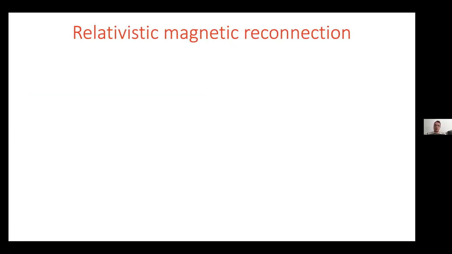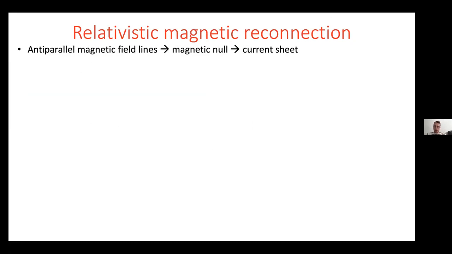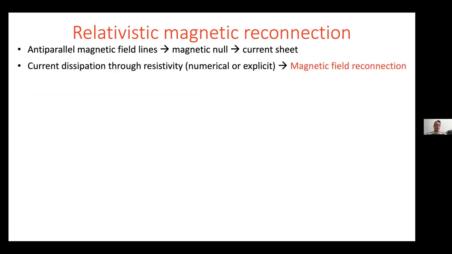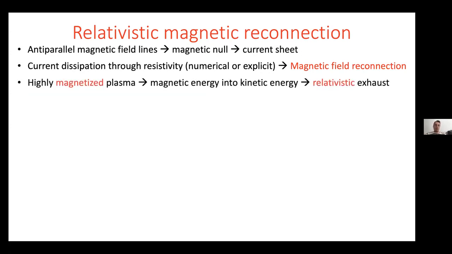Now the phenomenon that we try to describe with this set of equations, relativistic magnetic reconnection, I will give a quick overview, but Ferry already told most of the important things. Relativistic magnetic reconnection happens if we have anti-parallel field lines. There is a magnetic null in the middle, and there is a current sheet. The magnetic energy density can dissipate through the resistivity, which is either numerical in ideal MHD or explicit in resistive MHD. And if we have a highly magnetized plasma, so if sigma is large, then there is a lot of magnetic energy density that can dissipate into kinetic or thermal energy.